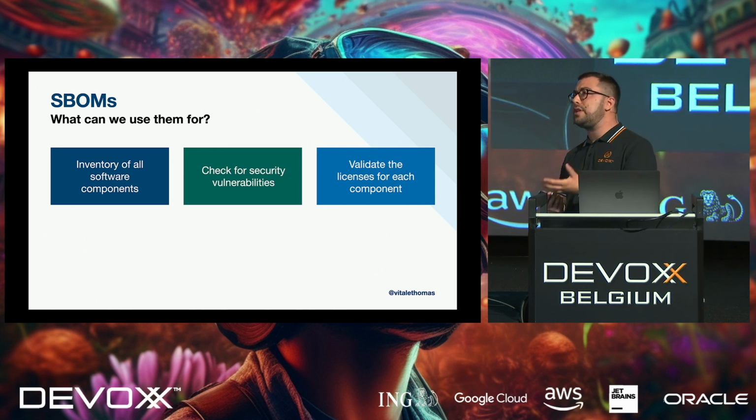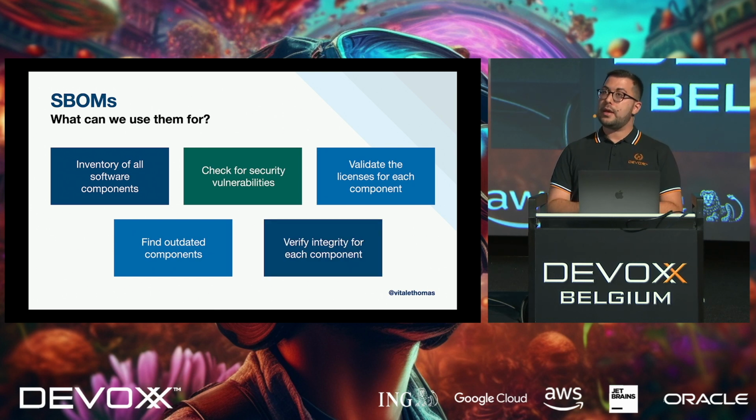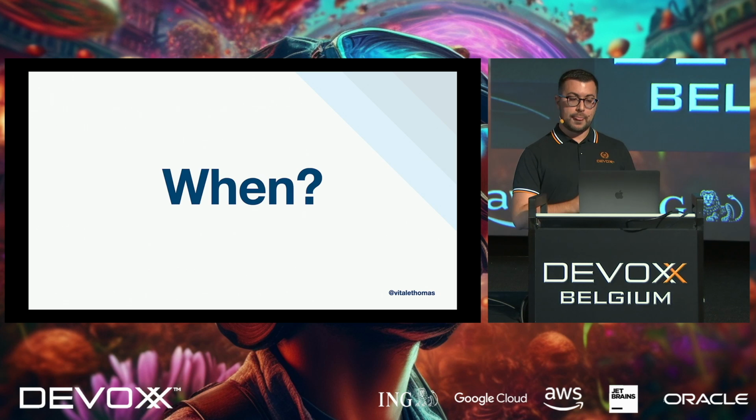And then we can also find outdated components. Because if we know that we're using a certain vulnerable version of log4j, then we can also check, is there any new version that I can use, perhaps that has the security patch? And we can also verify the integrity of each of these components. So am I really sure that I'm downloading that specific dependency from its provider? Or was it tampered with? We can use SBOM to do that.